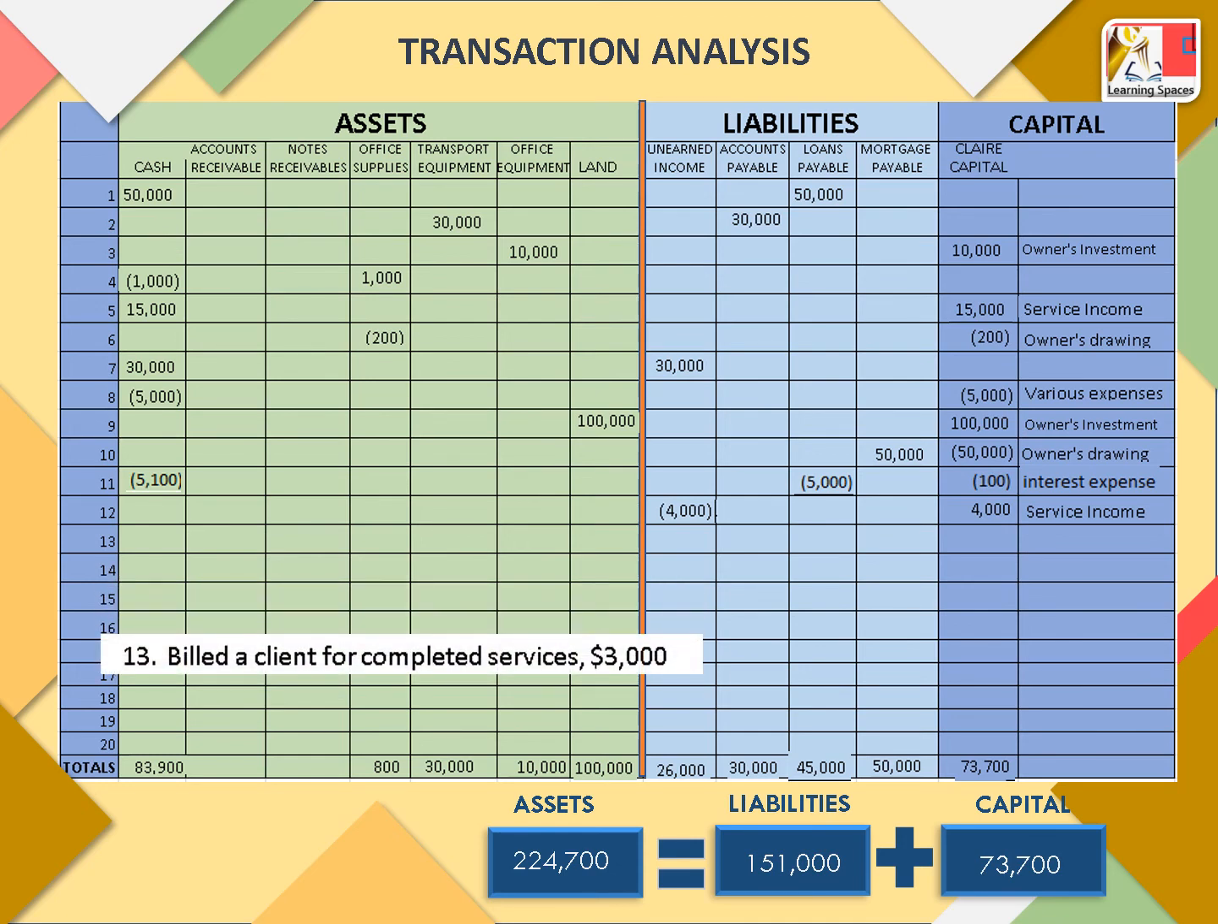Proceeding to transaction 13. The sending of a bill, or a reminder on an amount that is due from a client for services rendered. This will increase the accounts receivable by $3,000 on the asset side. Since the service income is already rendered, the capital will also increase by the same amount.